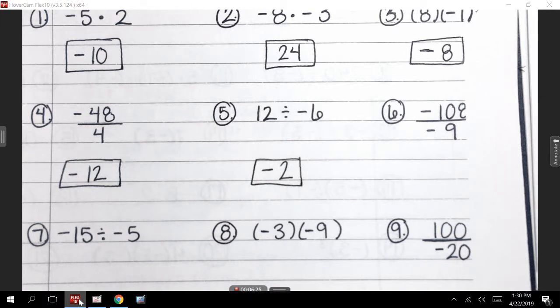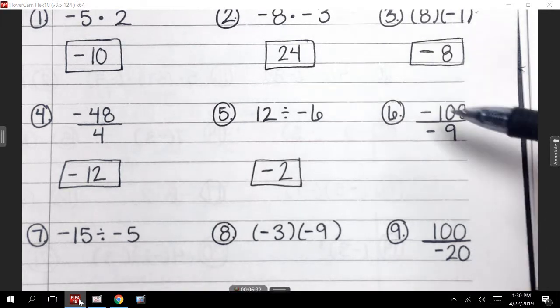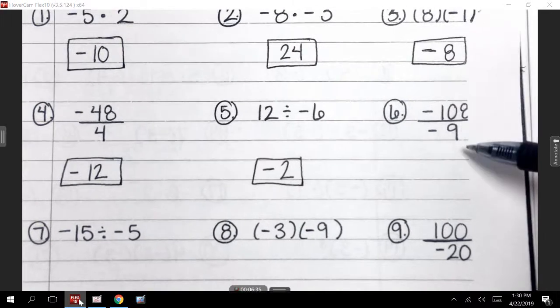Tyler, on number 6, same signs or different signs? Same signs. So what type of answer should I get, positive or negative? Positive. It's going to be a positive answer since they're the same sign. So I don't have to write anything down. What is 108 divided by 9?